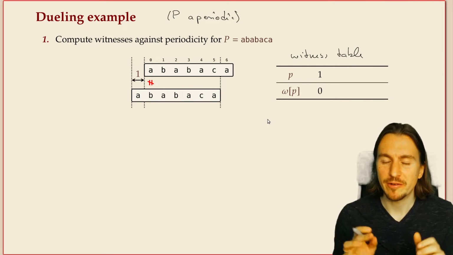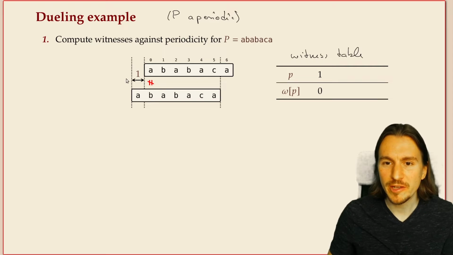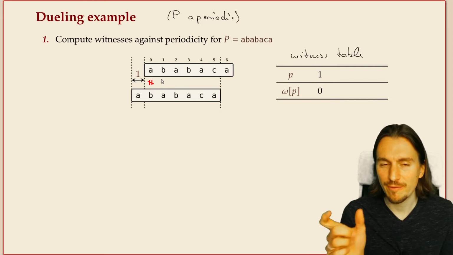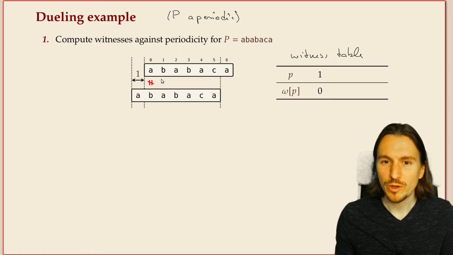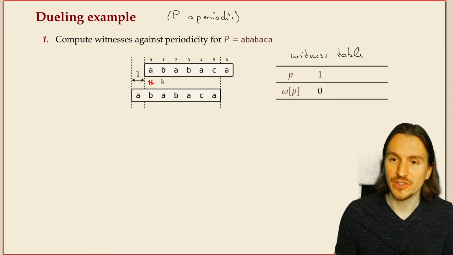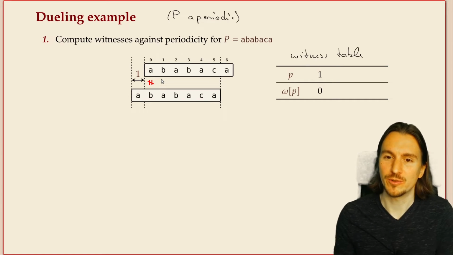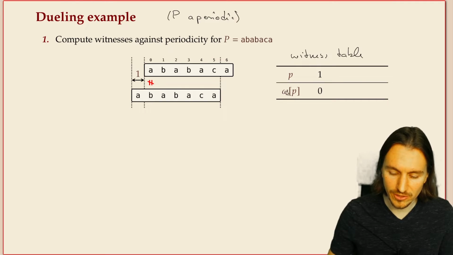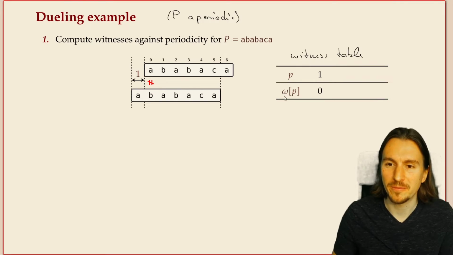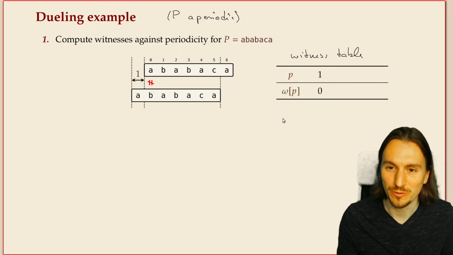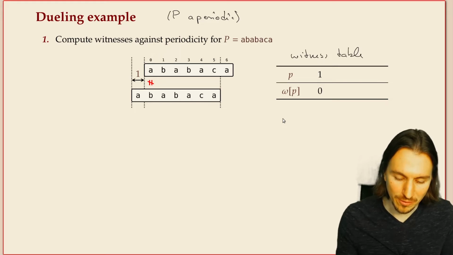If the pattern is aperiodic, that means for all the periods from 1 up to half of the length of the pattern, we find a witness against periodicity. And this is what the witness table stores. It just stores this omega that I introduced just before. So let's briefly go through this.